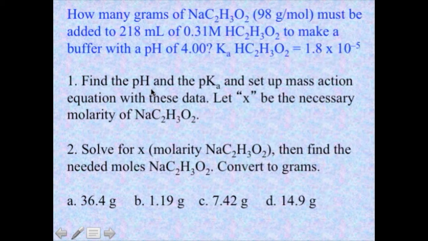Well, first, find the pH and the pKa and set up the mass action equation with these data, and let X be the necessary molarity of the sodium acetate. Then solve for X, which is the molarity of sodium acetate, and find the needed moles of sodium acetate. If you've got molarity and you've got volume of 218, you should be able to figure out the moles of sodium acetate, and then convert that to grams. Go ahead and see if you can do it, and then we will solve it together.